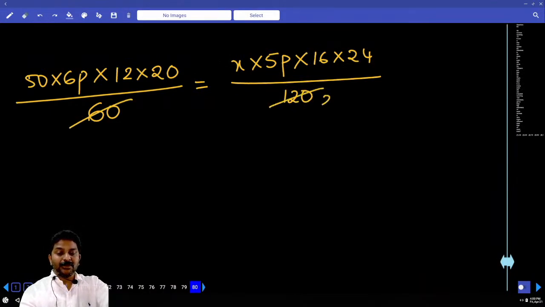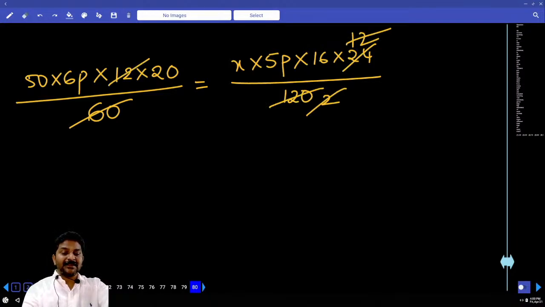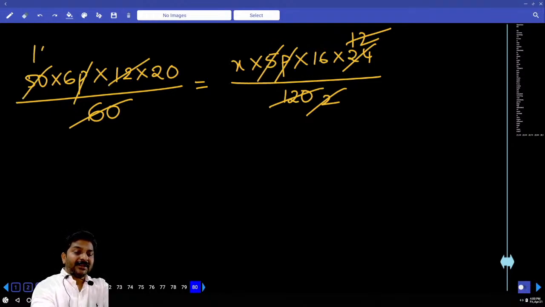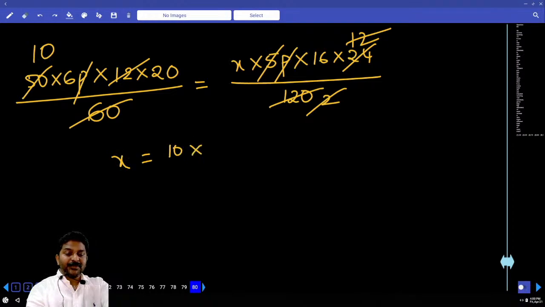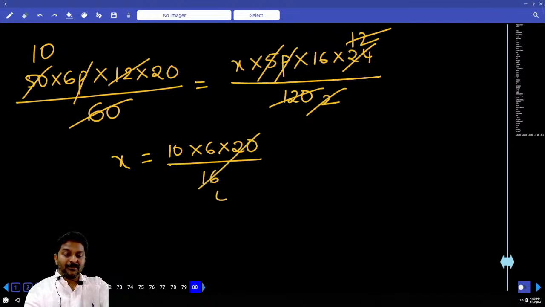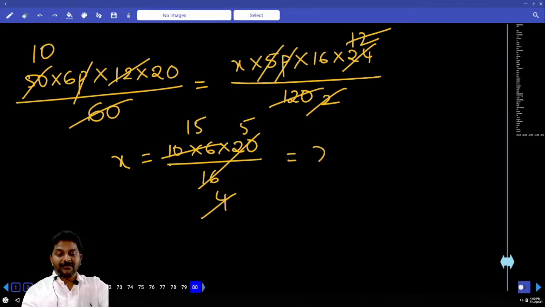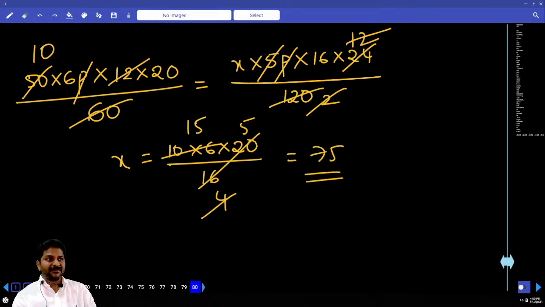60, 2 times 2, 12 times 12, 12 got cancelled, the W got cancelled, 5, 10 times here, then X is equal to 10 into 6 into 20 divided by 16. 4, 4 times 4, 5 times. This is 60, right? 10 into 6. 4 how many times is 60? 15 into 5. X is equal to 75.